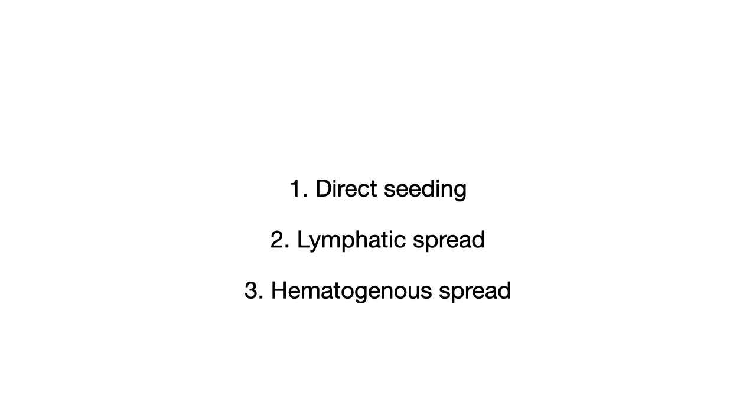The first spread is direct seeding, and you see this primarily within intraperitoneal malignancies, like primary malignancies of the ovaries, the fallopian tube epithelium. You also see this in mucinous carcinomas of the ovaries and the colon. Another way by which malignancy spreads is through lymphatic spread, and this is particularly common among carcinomas or malignancies of epithelial origin, as well as melanomas. And the third is hematogenous spread, or spread via blood, which is particularly common in sarcomas or malignant tumors of mesenchymal origin.